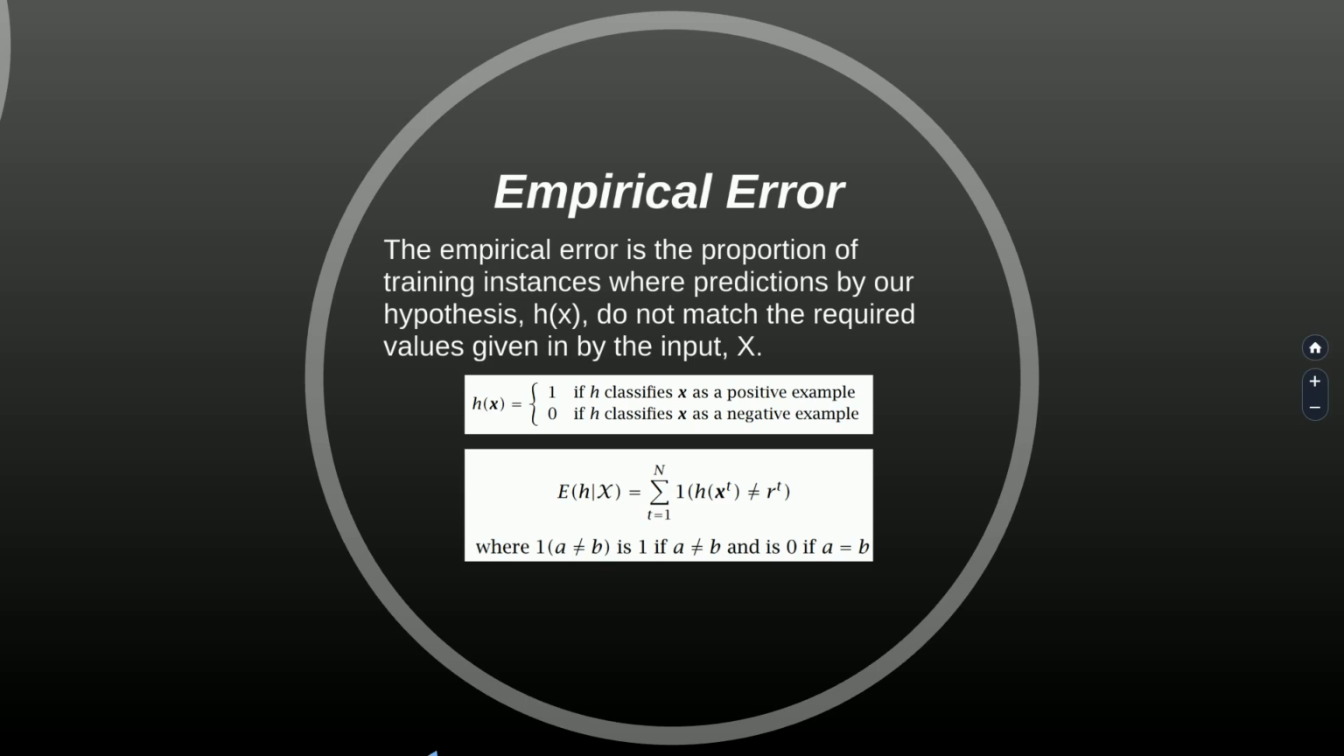And our empirical error E, given our hypothesis and our input data x, is going to be the summation over all of these data points, t going from 1 to n, of this function L, which is 1 if a does not equal b and is 0 if a equals b. So if our hypothesis h of x for a specific point t is equal to r, then we get 0 for the error for that specific point, and we get a 1 if these values do not match. And then the empirical error is going to be the total summation of that. And this is actually what we are trying to minimize.